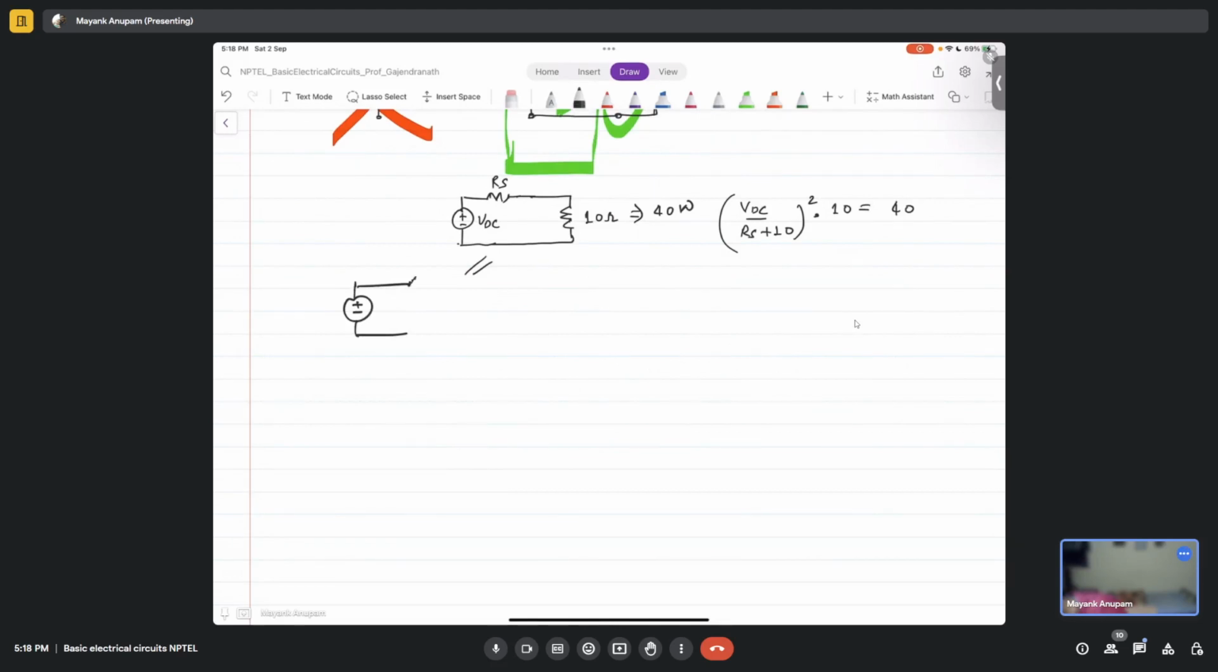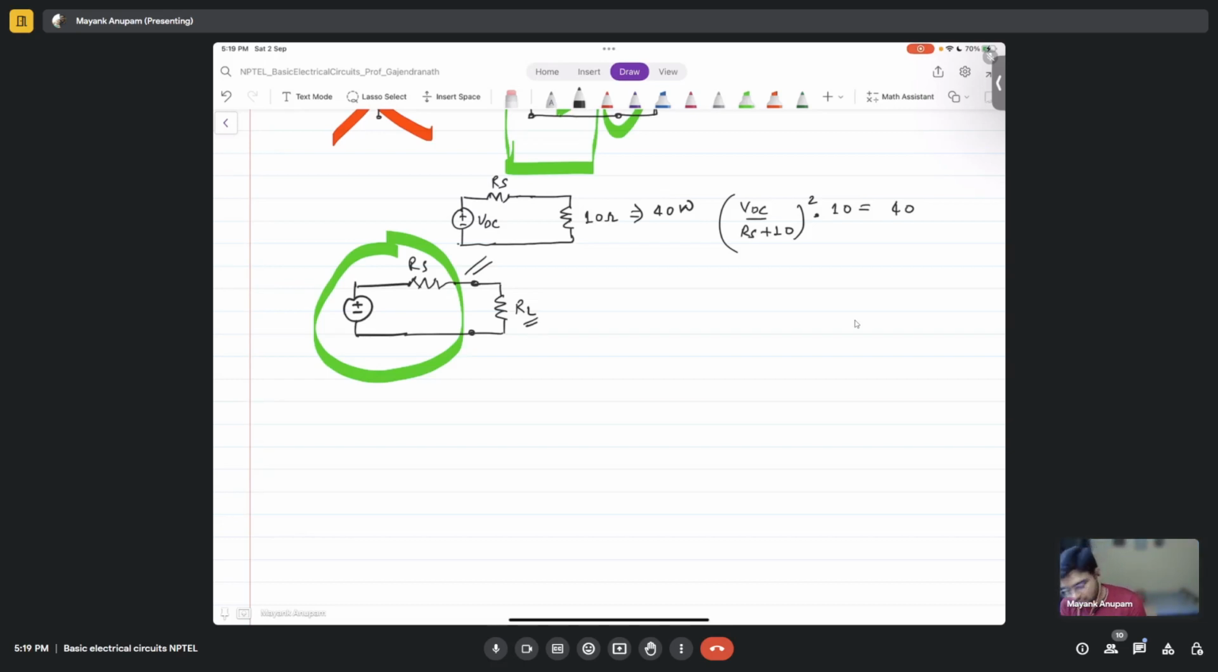Sorry, this is RS, right? So this is RL, correct? This was the model. This is the practical voltage source for you, and here is the load that is connected. Now you have been asked what is the maximum power that can be delivered to the load resistance RL. So tell me, when will you have maximum power? When can you deliver maximum power to the load RL?